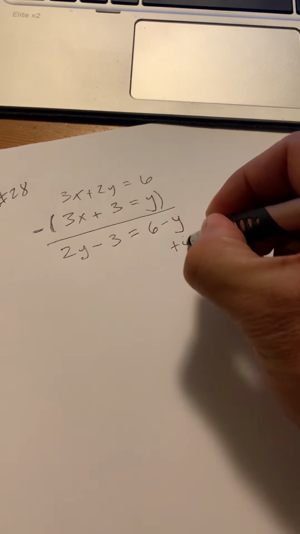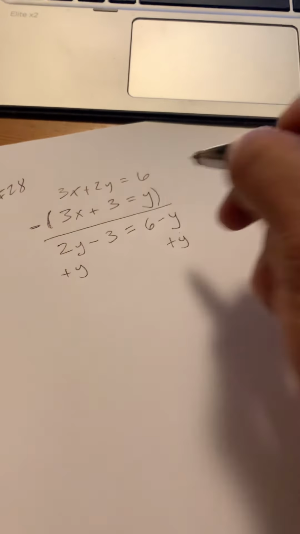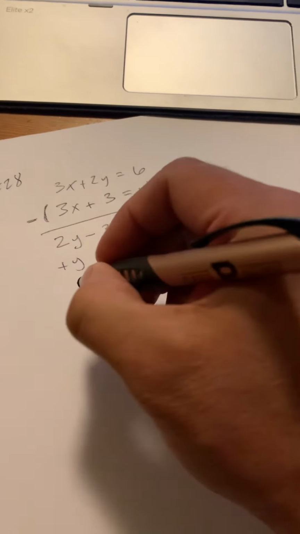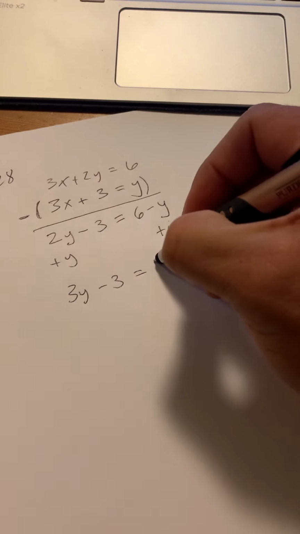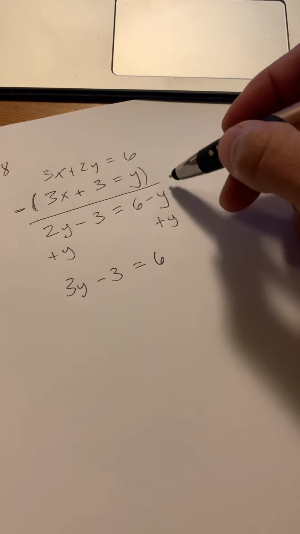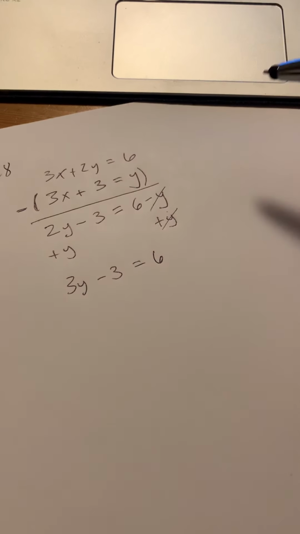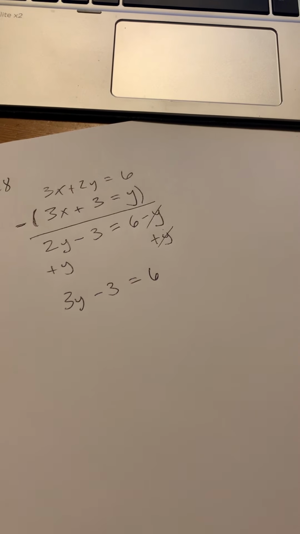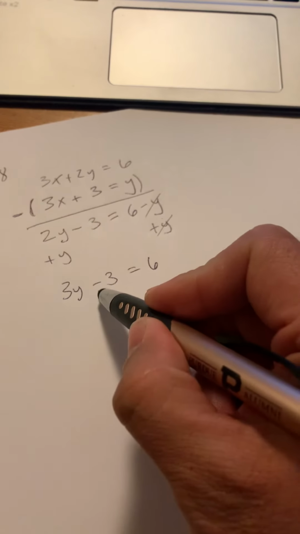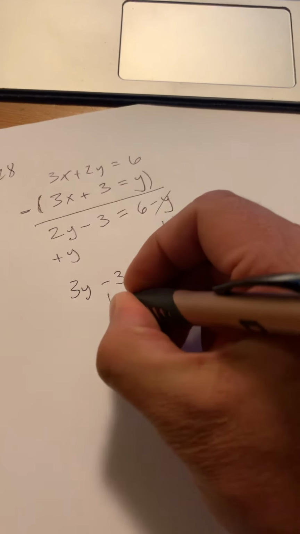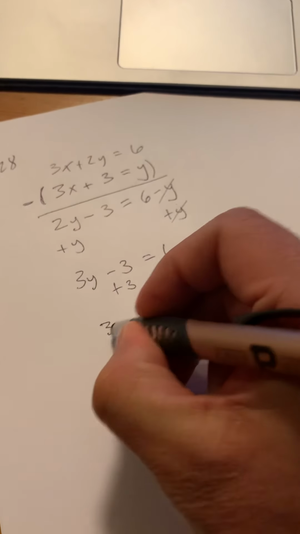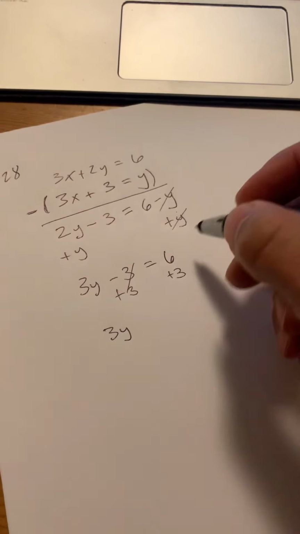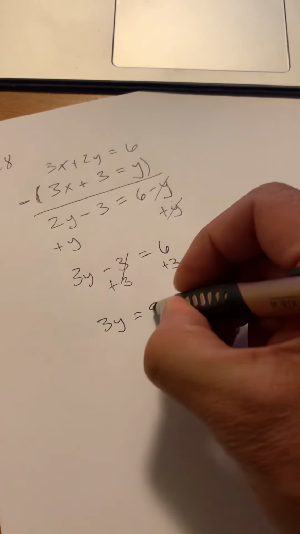So I add y to both sides. 2y plus y is 3y minus 3 equals 6. Since negative y plus y goes away, I'll cross those out there. And then from there, I add the 3 to get it to the other side. So I go plus 3, and I have 3y. These cancel out. 6 plus 3 equals 9.